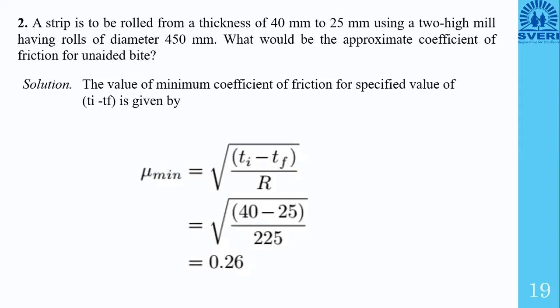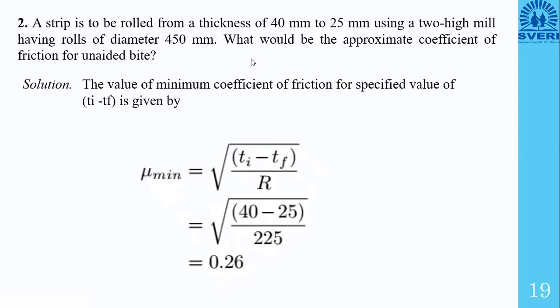Mu minimum is equal to root of (Ti minus Tf) divided by R. Again, that value is in root. So Ti is given 40 mm, Tf is given 25 mm, and R is 225. If you put these values in this same formula, you will get mu minimum, that is 0.26. So mu, that is the coefficient of friction, is there.